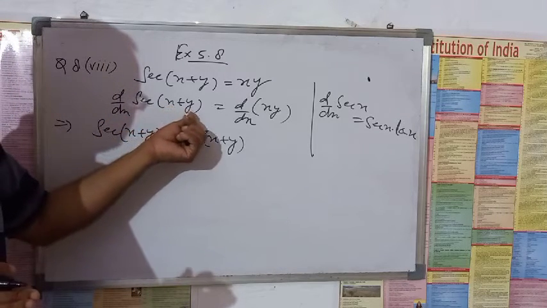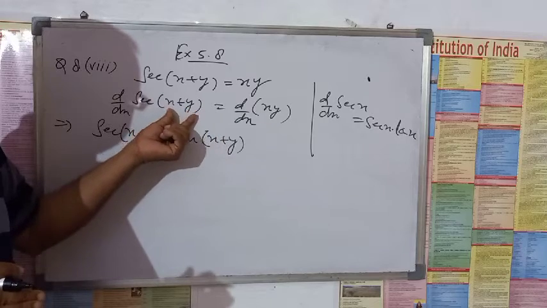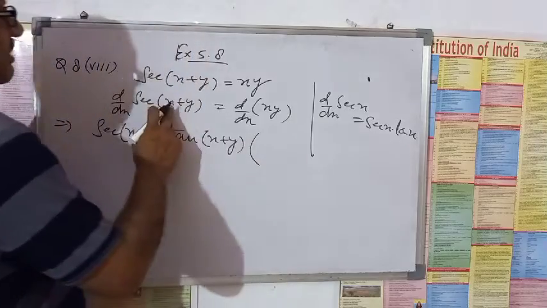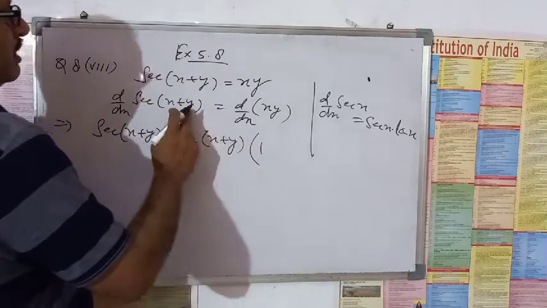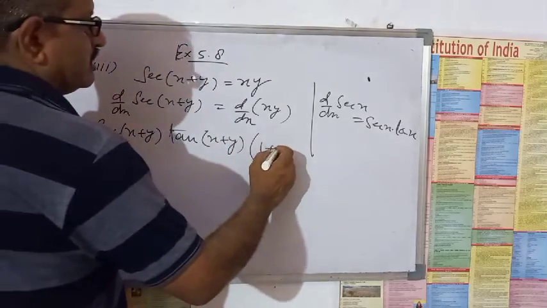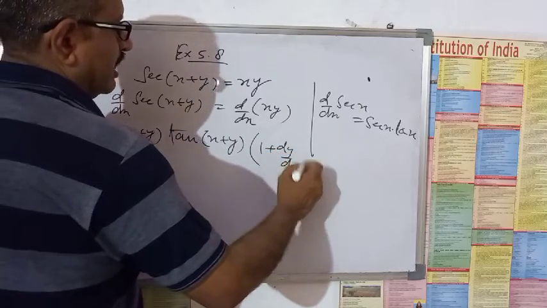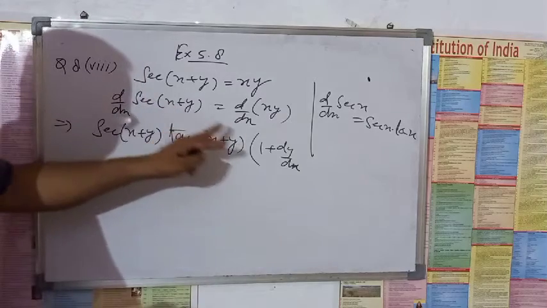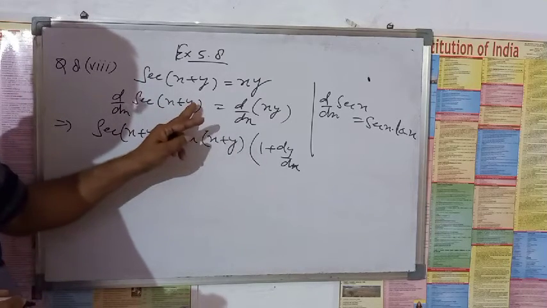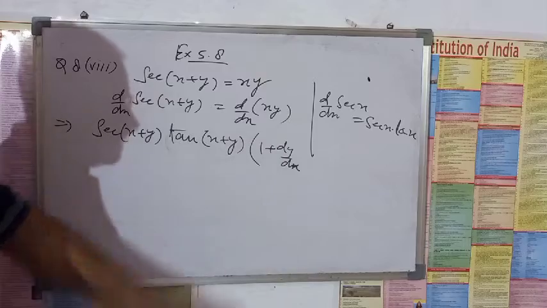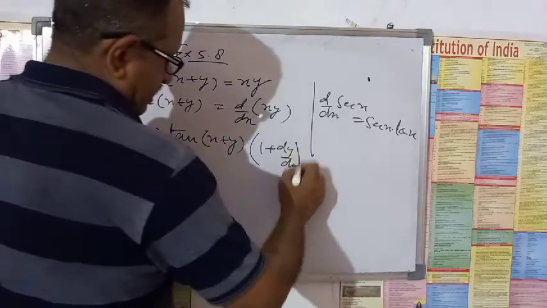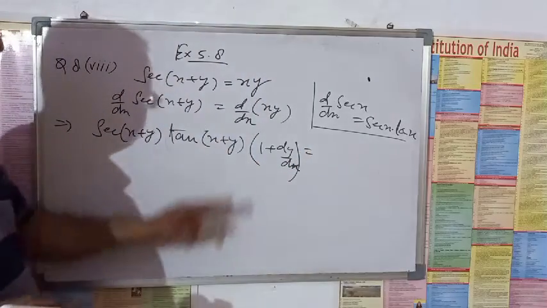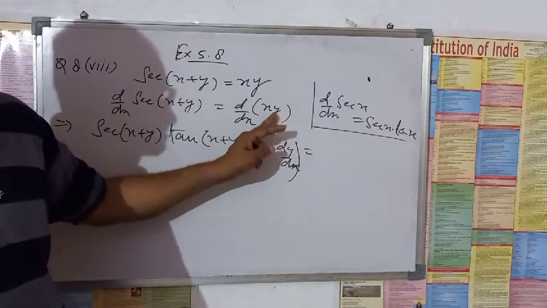Derivative of sec is over. Now we have to differentiate this x plus y. So what is derivative of x? 1. And derivative of y? Derivative of x with respect to x is 1. Derivative of y with respect to x is dy by dx. This is equal to d by dx of x into y.